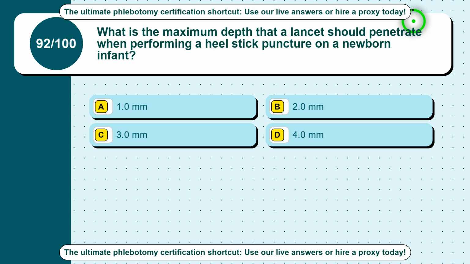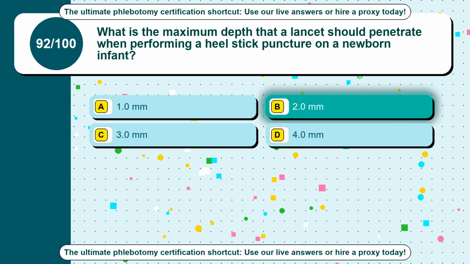Question 92. What is the maximum depth that a lancet should penetrate when performing a heel stick puncture on a newborn infant? Option A, 1.0 mm. Option B, 2.0 mm. Option C, 3.0 mm. Option D, 4.0 mm. The correct answer is option B, 2.0 mm.